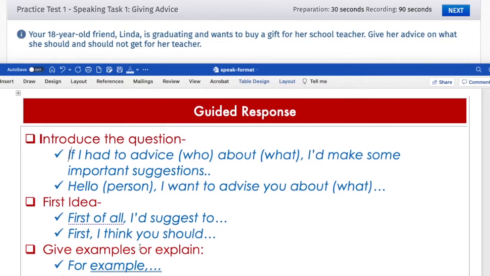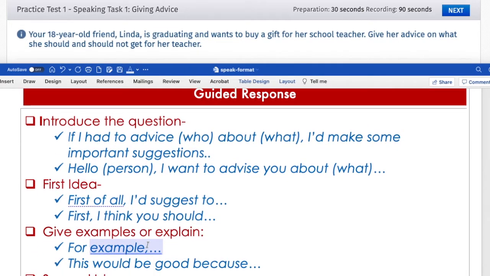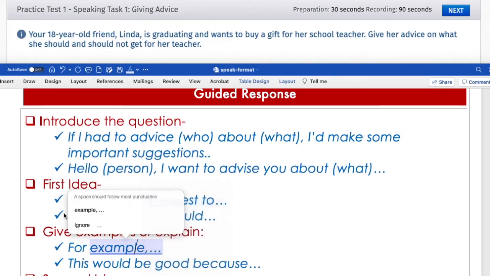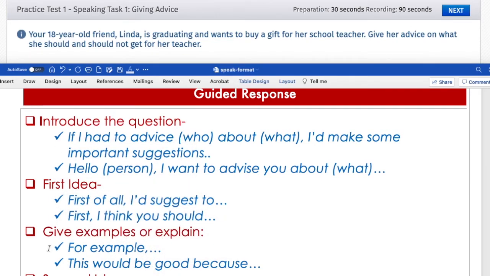After that, we want to give examples or we want to explain. So in this case, because I said you should give her a book, I should explain why a book is good. This would be good because teachers love books, or because a book would be really memorable and it could be something that's good for her. So I'm explaining why the book is good.